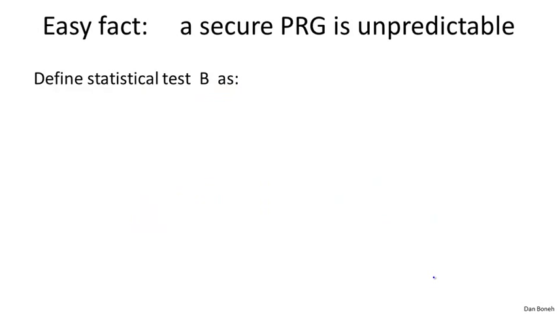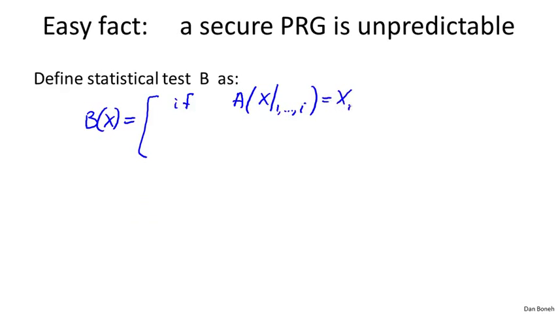So what we'll do is we'll define a statistical test. Let's define a statistical test B as follows. Basically, B, given a string x, will simply run algorithm A on the first i bits of the string x that it was given, and statistical test B is simply going to ask, was A successful in predicting the i plus first bit of the string? If it was successful, then it's going to output 1, and if it wasn't successful, then it's going to output 0. Okay, this is our statistical test.